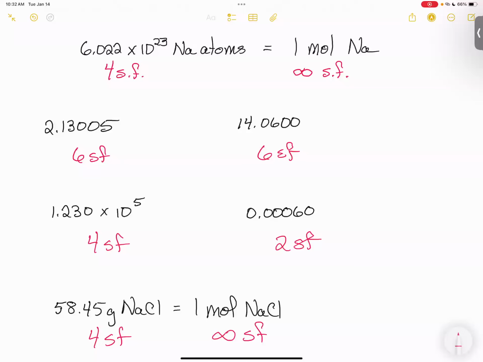The 1.230 times 10 to the 5th, because there are 4 digits in the mantissa, there were 4 sig figs. The 0.00060, because I didn't even start counting until I got to a non-zero digit, that 6 was my first sig fig. And then the 0 after the 6 was significant because it was at the end of the number after the decimal. And then the molar mass for sodium chloride of 58.45. The 58.45 had 4 significant digits, but the 1 mole had an infinite number of significant digits. Questions?